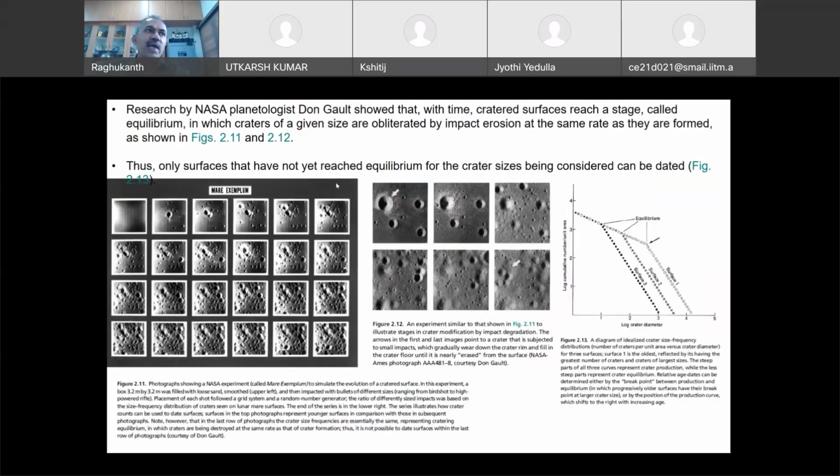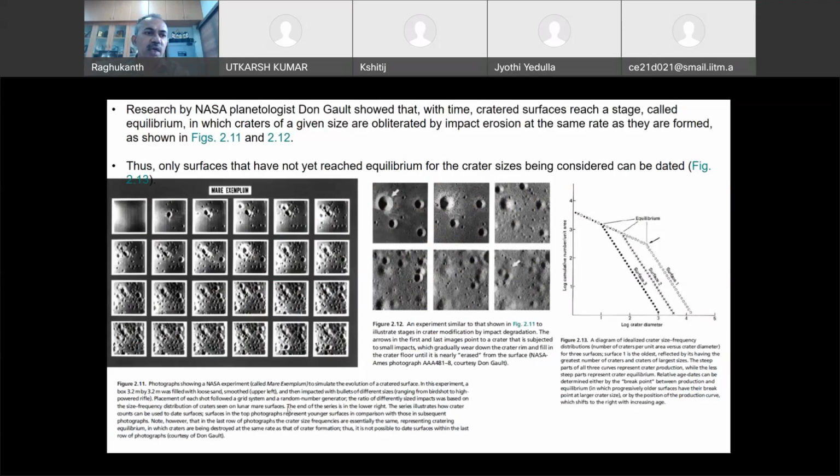So what he says is like this. He has done some experiments. This is one surface he has taken, and there are no craters. After that, he impacted it with projectiles. As time passes, many projectiles hit, and now this is the final one. He says that if the surface is very young, you see few craters, and where you see a large number of craters, its age will be very old.